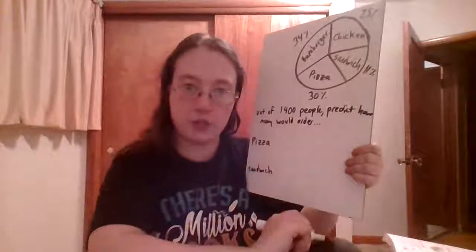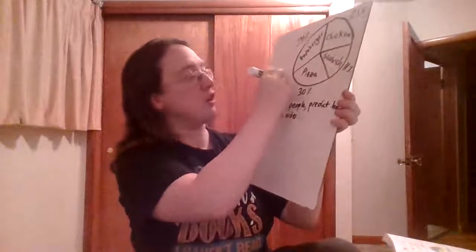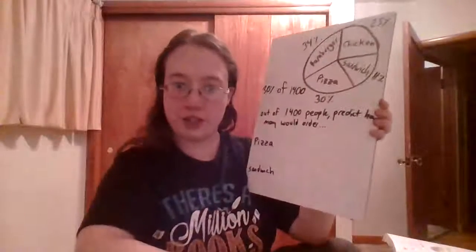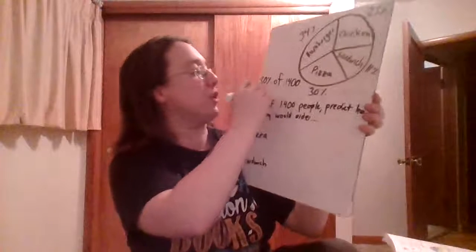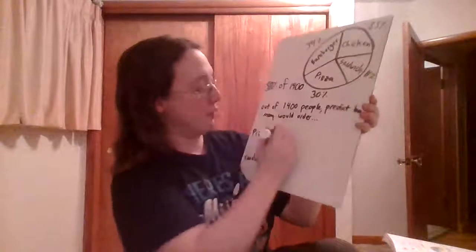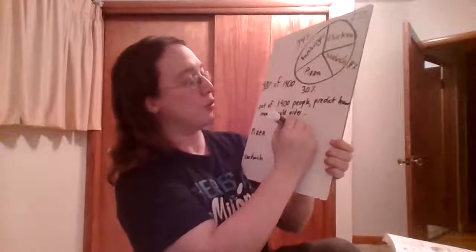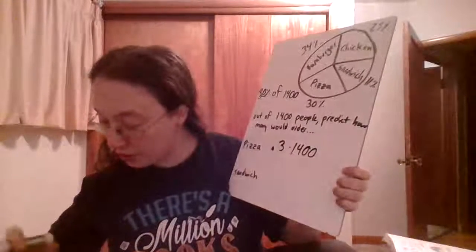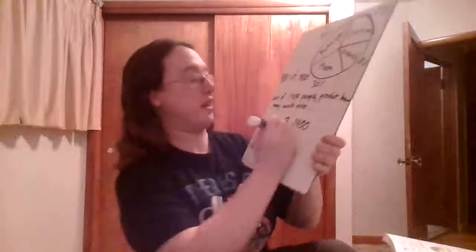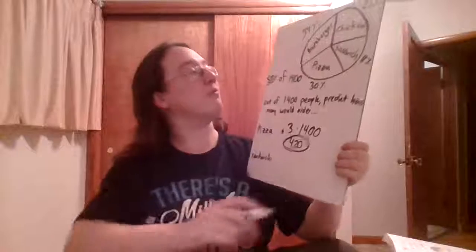Or the other thing you can do is if we want to find 30% of 1,400, you can take that 30% and turn it into a decimal. And if we want to turn that into a decimal, we're moving our decimal point 2 places that way. So you can call that 0.3. And you can take that times 1,400, which will give you 420. And this one you don't have to round, because that was 420 whole people.